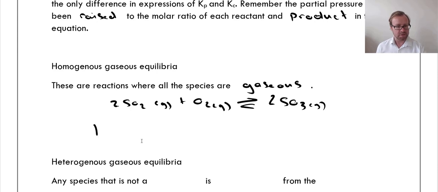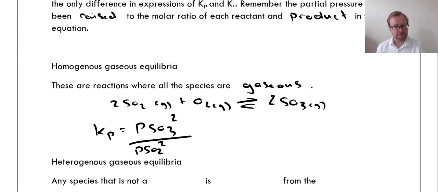So if I was going to do my Kp expression, PSO3 squared over PSO2 squared and PO2.